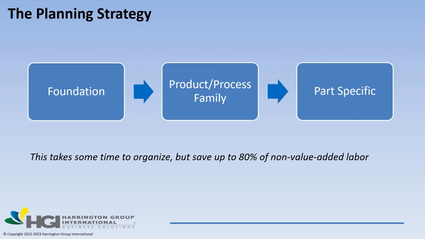So the recommended approach starts with defining foundation and process families. Again, this takes some time to organize, but it can save up to 80%, in some cases more, of the non-value added labor. Harrington Group worked with a bulk material provider that was doing 1,800 unique PPAP submissions a year, down to just 2 common reusable libraries. And the submission time went from days to 30 minutes.